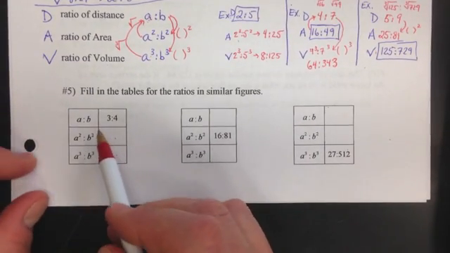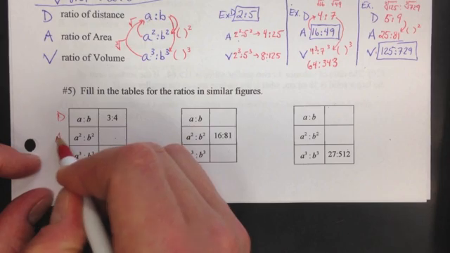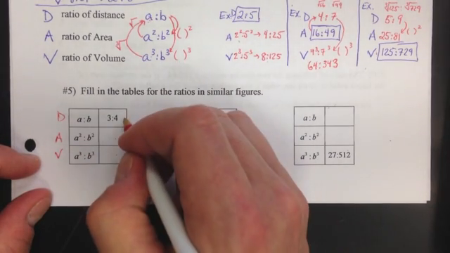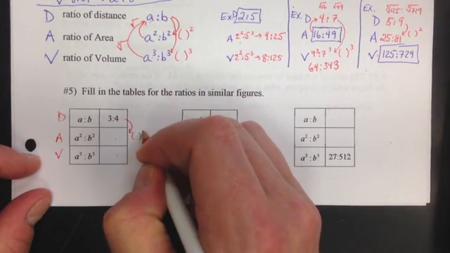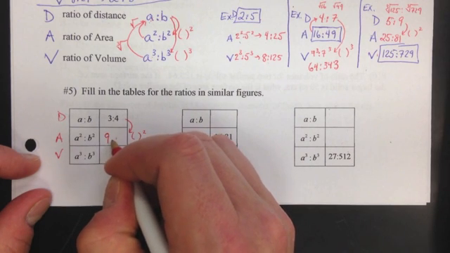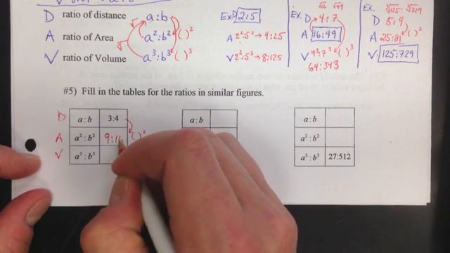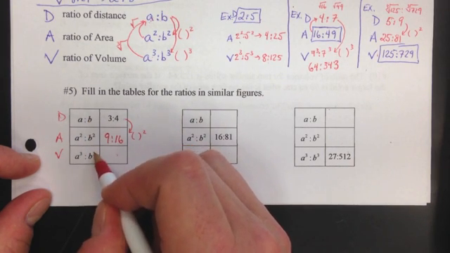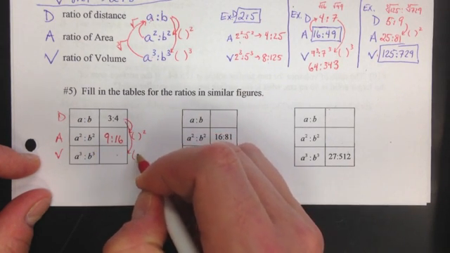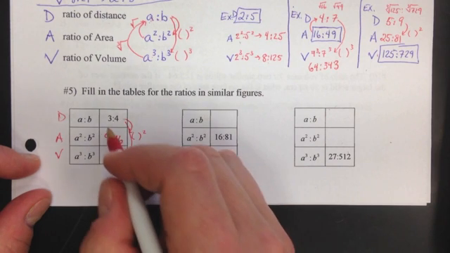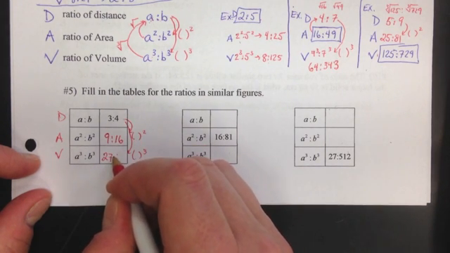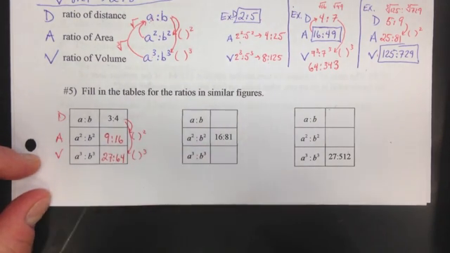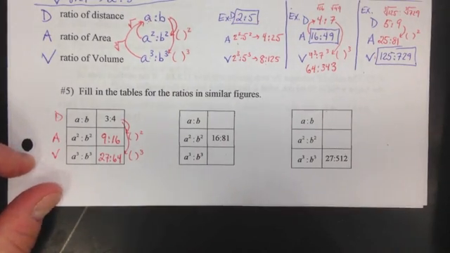All right, so let me go ahead and do this. They give you the distance ratio. To get to area, we're going to square both numbers. 3 squared is 9. 4 squared, 4 times 4 is 16. To go from distance to volume, we have to raise each number to the third power. 3 cubed is 27. 4 cubed is 64. So there's your answer for the first table.